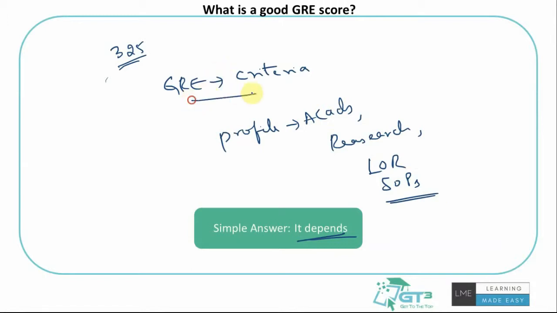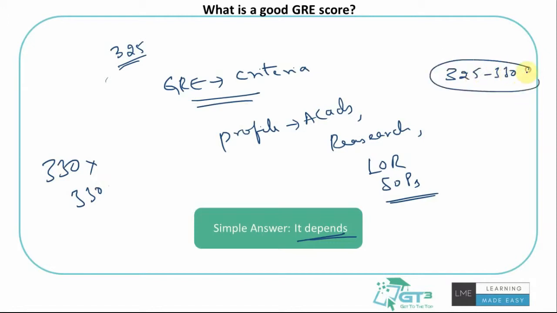GRE is also an important thing to get into a good school. So what is a good score? It depends on the program you are applying for. Is 330 good? Maybe not for certain programs. Is 330 good? More than enough for most of the programs. Right? It just depends on what you are aiming for and what you're targeting. So look at those batch profiles and get an idea of what's a required score. What I would say is 325 to 330 is good enough for most of the programs.